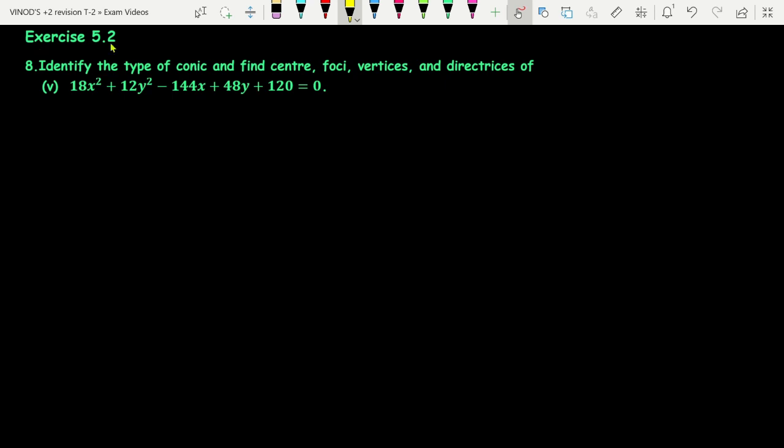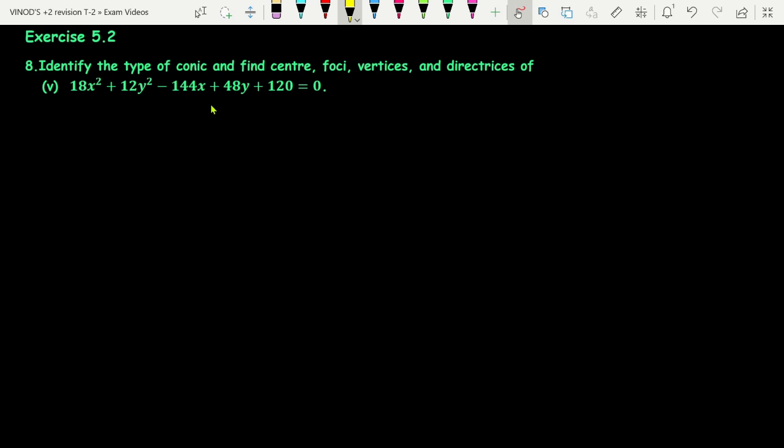Exercise 5.2, problem number 8, fifth subdivision. Identify the type of conic and find the center, foci, vertices and directrices of the equation 18x² + 12y² − 144x + 48y + 120 = 0. So this is not in the standard form.